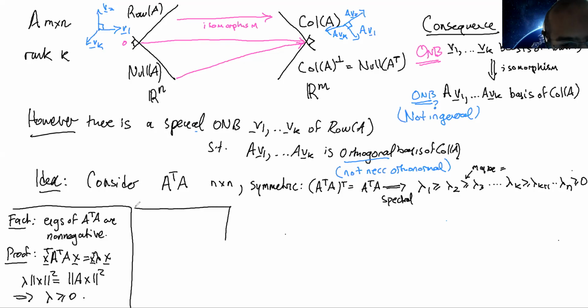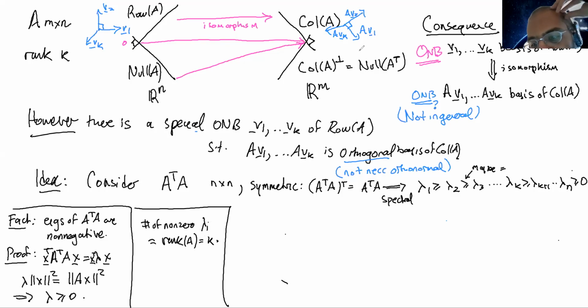Here's fact number 2. There are a number of ways to prove this. What's the easiest way? Fact number 2 is that the number of non-zero lambda i is equal to the rank of A, which is equal to k. Why is that? Somebody suggested that. There are many ways of proving this, but any thoughts on how to prove this?